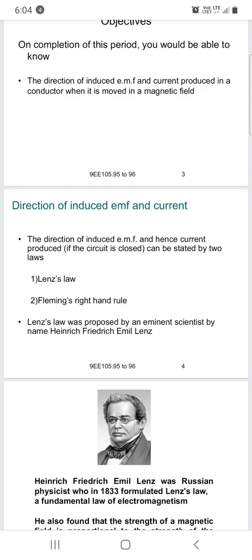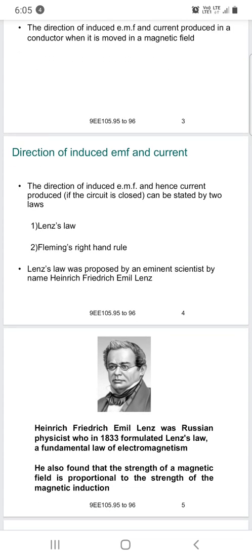What is the direction of the induced EMF? What is the direction of the current? What are the current direction and induced EMF in a conductor when it is moved in a magnetic field? The direction of induced EMF and current produced can be stated by two laws.